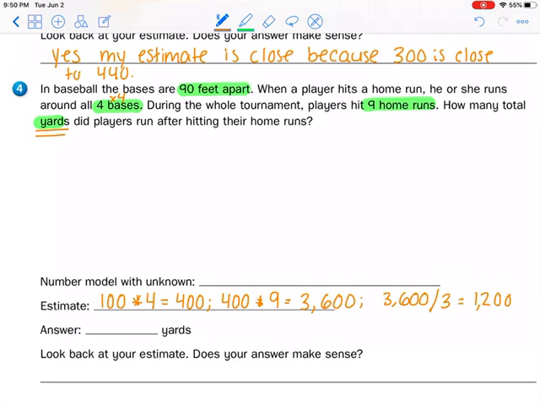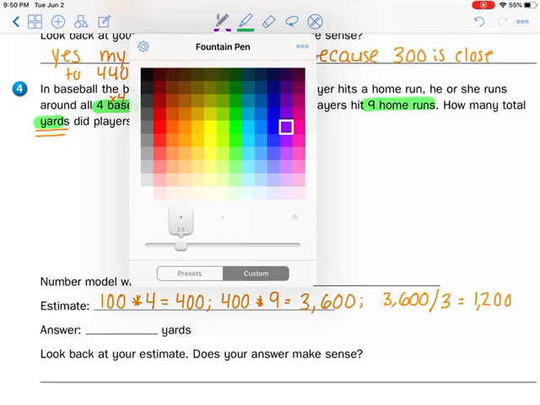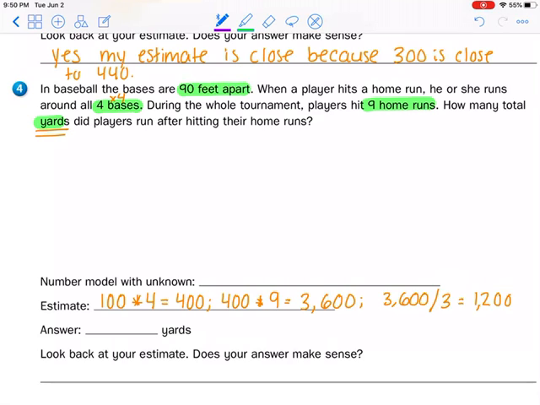So let's look at what it actually is. We'll do a different color for our number model. So you're going to do the same exact thing. You're going to do 90 times 4. So 90 is the feet per base times running around 4 bases. Then you would multiply that times 9, the home runs they hit. Then you would take that total and divide it by 3 to get how many yards. Okay, so step 1.